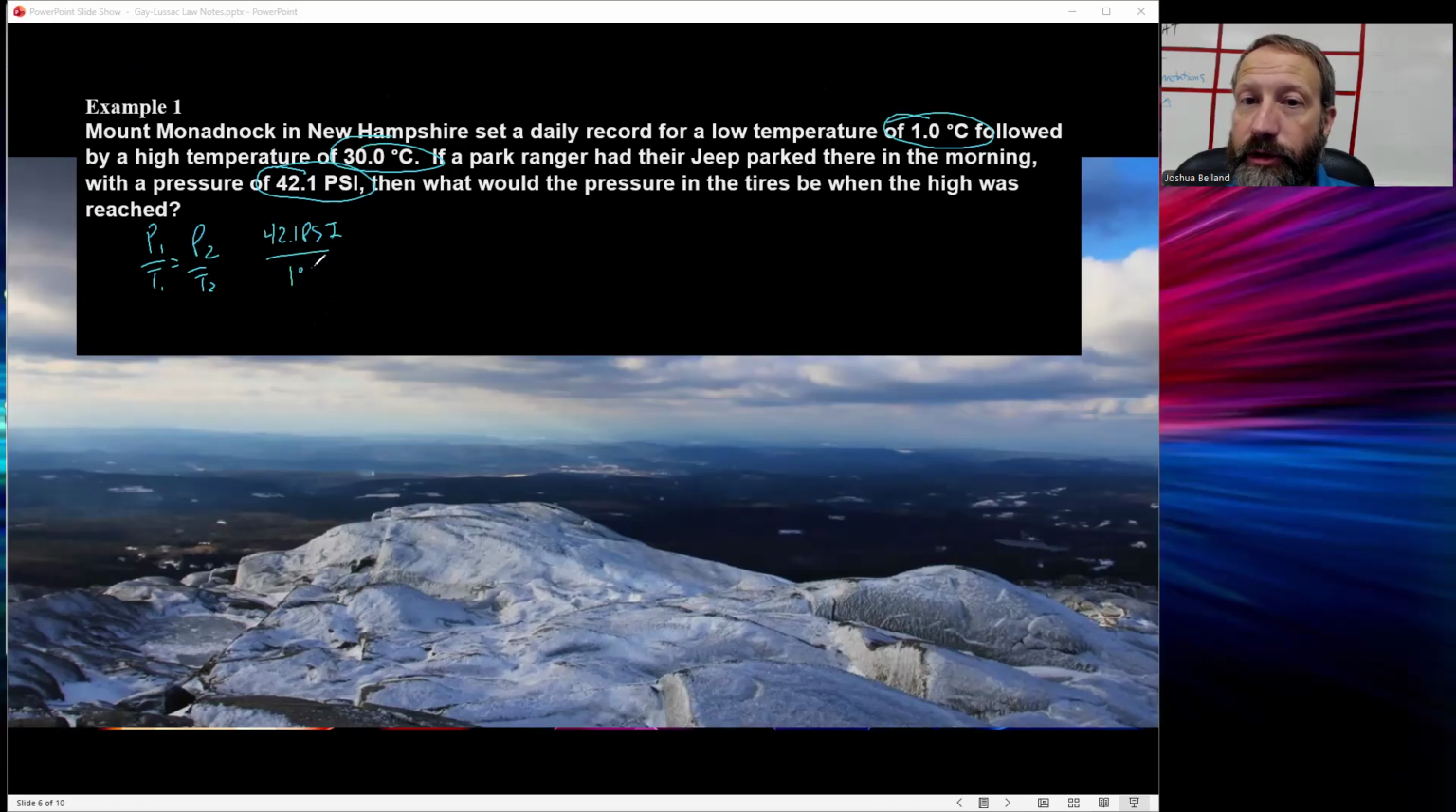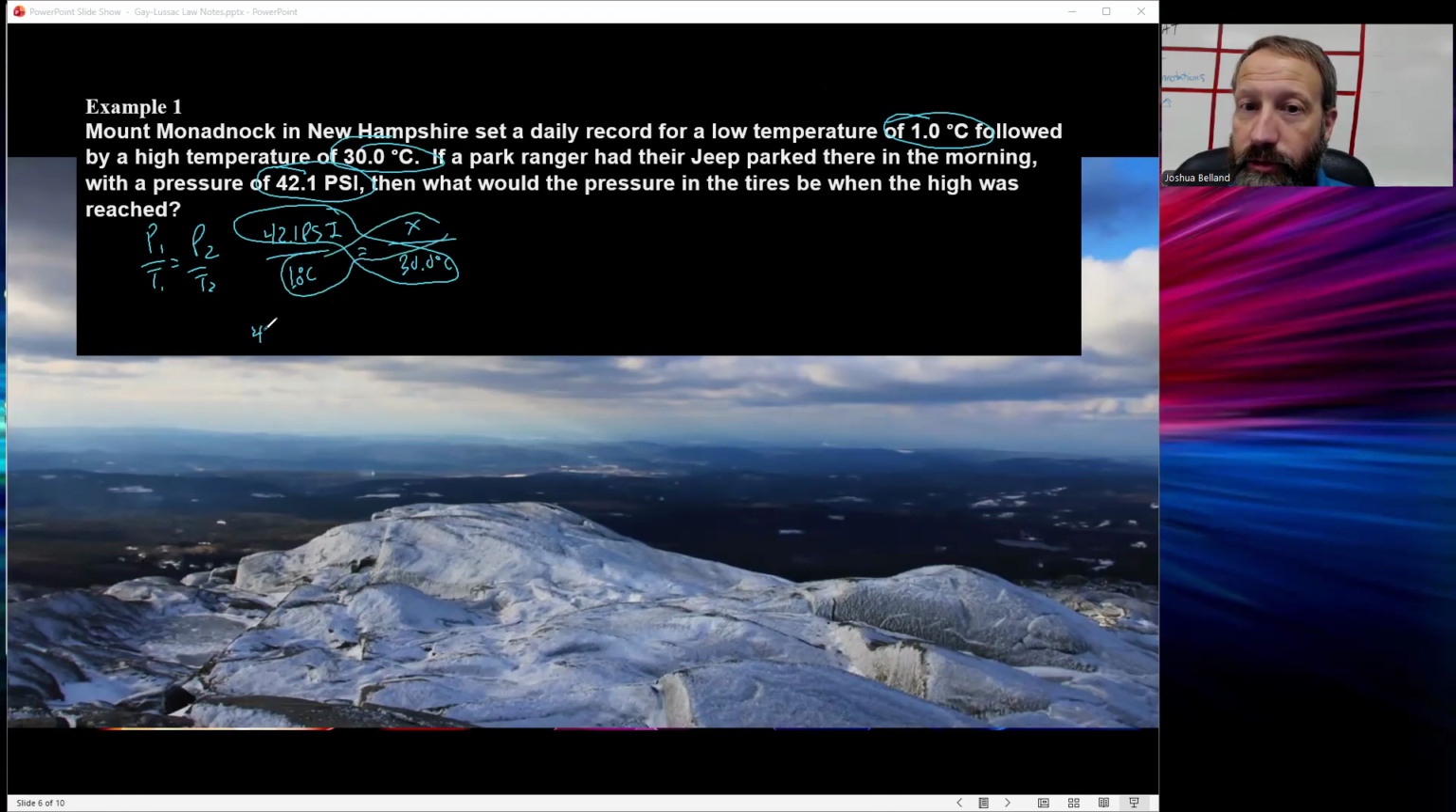And we started at 1 degree Celsius. Oh, let me put the 0 for sig figs. And then we want to know what that new temperature, that P2 is, when we hit 30 degrees Celsius. Okay. So we're going to do a multiply divide. We're going to multiply across and then divide for x.